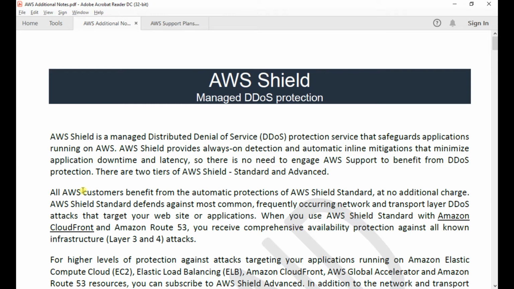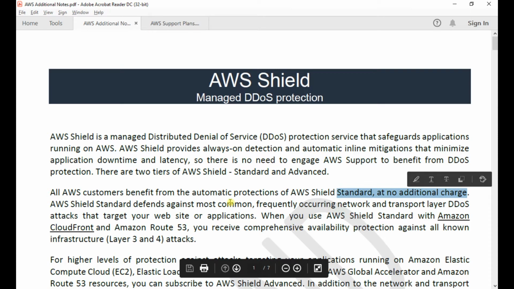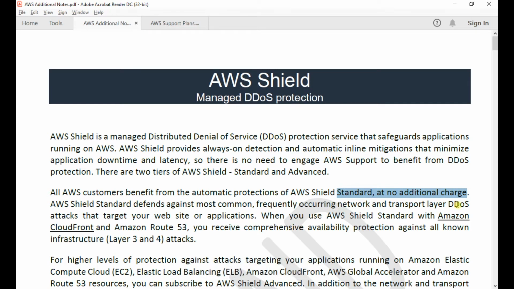You can see here all the benefits: automatic protections, Shield Standard. So there are some common services at no additional charges, like protection against frequently occurring network and transport layer attacks. These two layers are very, very important to mitigate these DDoS attacks. So for the target of your website, when you are using AWS Shield Standard with Amazon CloudFront and Route 53, you receive comprehensive availability protection. So these two services are managed here for standard.